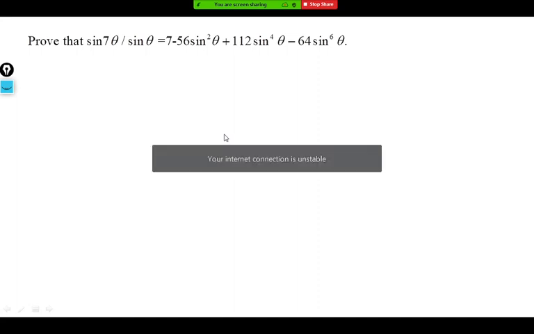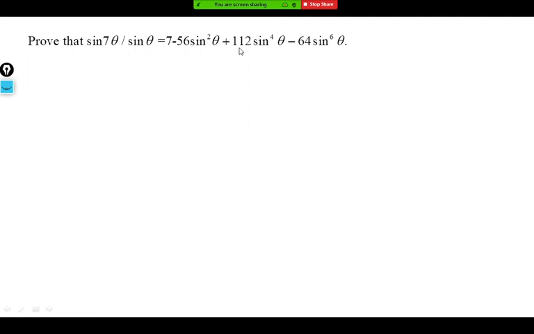So it is exactly similar, but prove that sine 7 theta divided by sine theta is this one. Now the question is prove that. So the answer is with you. Whenever the question is show that or prove that, the best part is the answer is with you. So whenever you make some mistake, you can cross check your calculation in between.